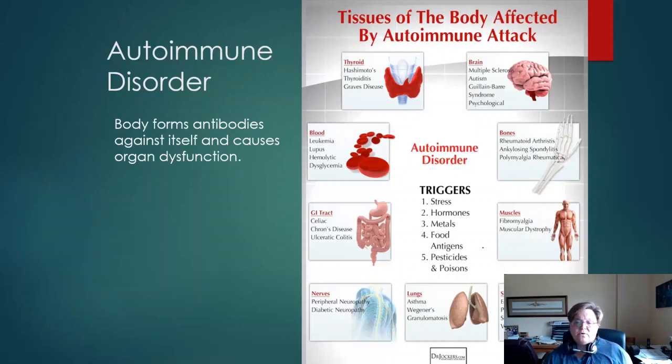Probably what's more important about this slide is the triggers. And in all of these cases, there are triggers that can be anything from stress, the temperature of the environment, hormones, food, pesticides, and poisons.